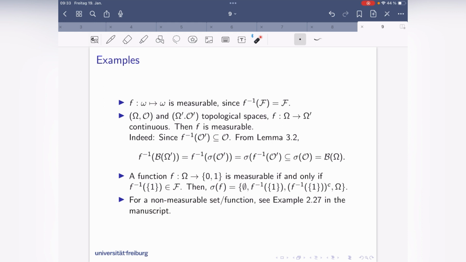In the manuscript, you also find examples of sets or functions which are not measurable. And I'm not going to explain this here. It's a construction by Vitali, and it needs the axiom of choice.